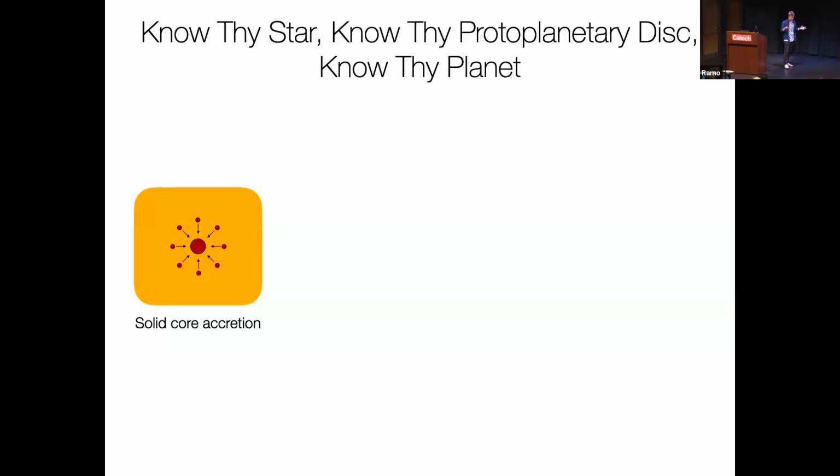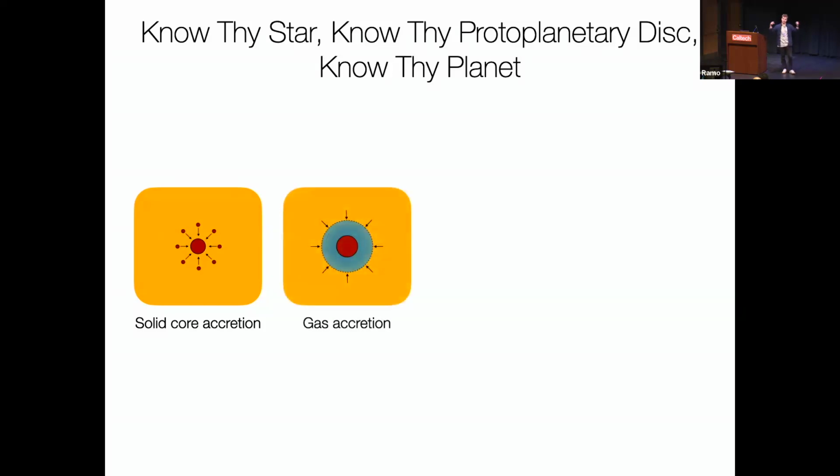So we think these planets formed in protoplanetary disks. They began by forming a solid core. When that core was massive enough, typically something like the mass of Mars, it has a deep enough gravitational well to hold on to a hydrogen-dominated envelope. So we go through gas accretion.